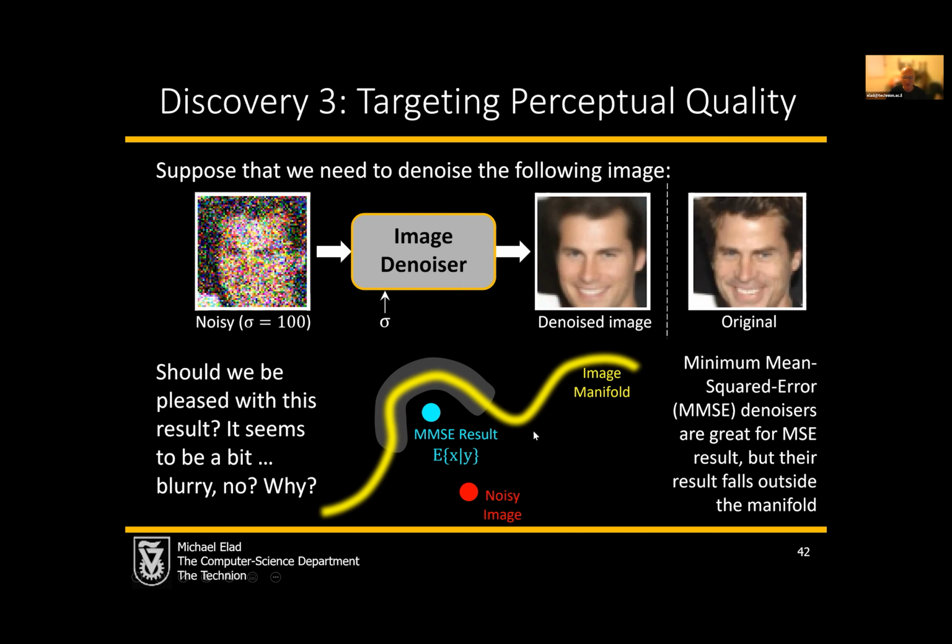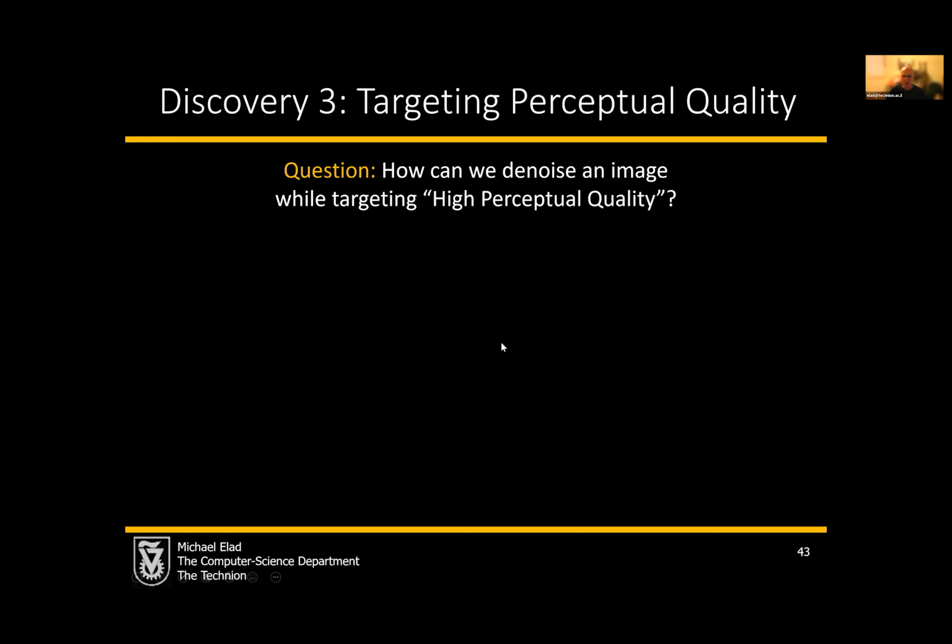Can we actually handle image denoising, but insist on getting crisp, sharp-looking results? So basically, instead of getting a specific image here that will be the average of all those, I would like to get samples from the posterior. This is what I'm going to do. Okay, so here is the question. How can we denoise an image while targeting high perceptual quality results?